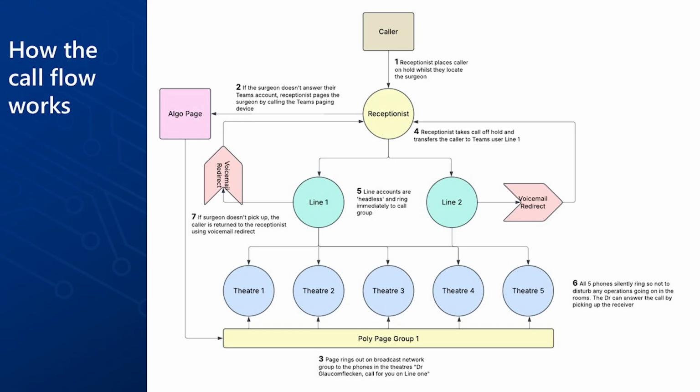This is kind of how it looks in the picture. The caller would call in to the receptionist, they would take the call, they would potentially call the surgeon's personal Teams line first, maybe they're in their office. If there's no answer, they can put the caller on hold and page the operating room phones using a similar experience to what Brandon's shown you. Then when the receptionist has hung up the page, they can transfer the caller to one of those headless Teams accounts, which are configured with call delegation, Teams call groups, and also voicemail redirect.